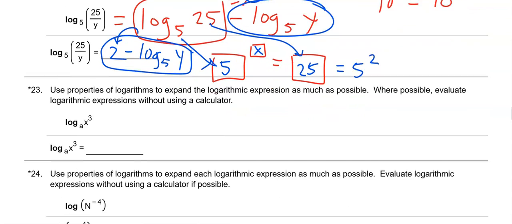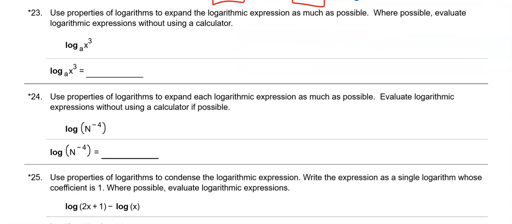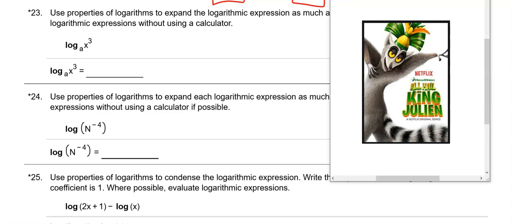Now there is one last logarithm property that was actually made famous in a movie. That movie would be Madagascar. King Julian. See if I can bring up a picture of King Julian. Some of you might remember King Julian from Madagascar. Anyway, he sang a song that was talking about this next property.